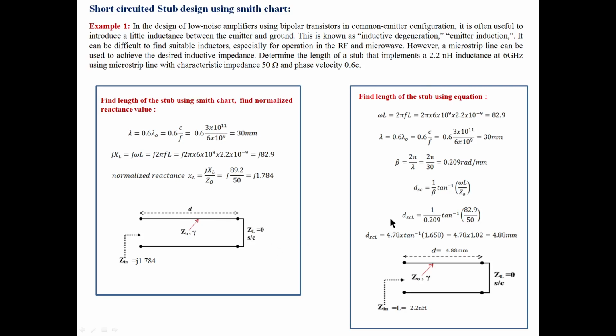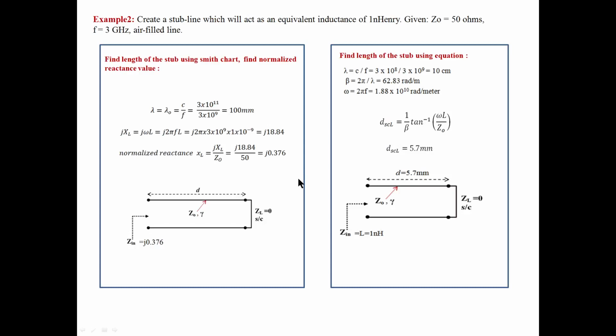Okay, two examples we studied. How to implement 2.2 nanohenry at 6 gigahertz, where the velocity of the wave is 0.6 times c. That one problem we discussed, and another problem we discussed is 1 nanohenry. How to implement 1 nanohenry using a transmission line whose characteristic impedance is 50 ohm and operating at 3 gigahertz, but an air filled line. So the velocity is the same as the velocity of light, and the wavelength is also the same as the free space wavelength. This problem also we discussed, how to get the length of the line for a given value of inductor.